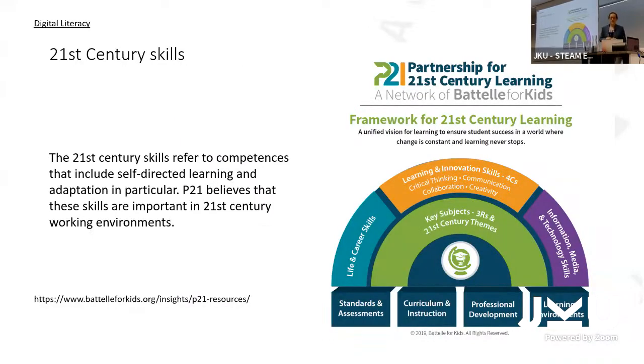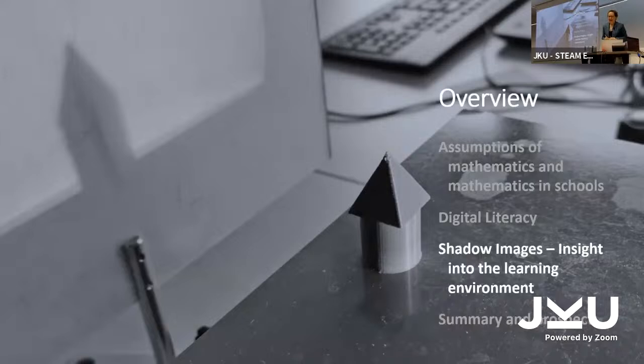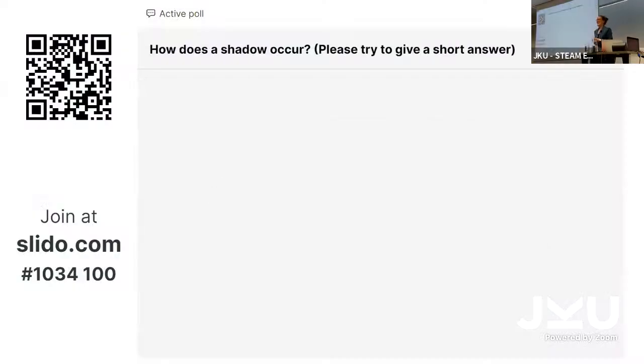Then we have the 21st century skills, but as I told you yesterday, I think we don't need it. And the 4C, let us come to the shadow images. I would like to give you a short insight into the learning environment. And now you can think about what you know about shadows and how a shadow occurs in your opinion. Please try to give a short answer so that we can see the answers here.